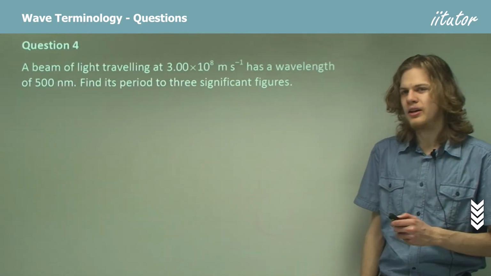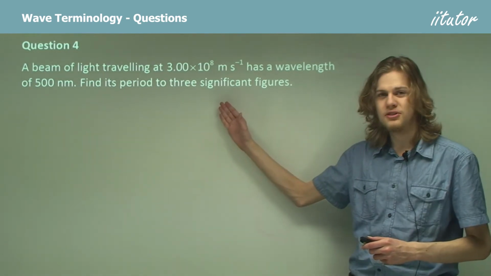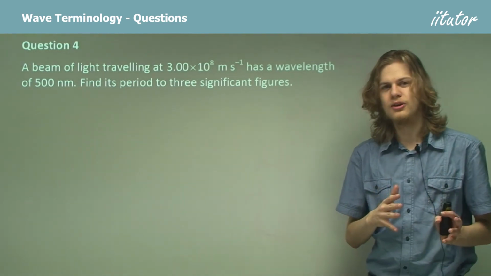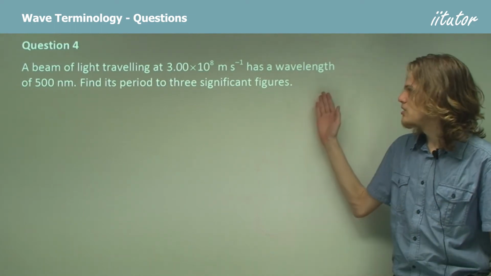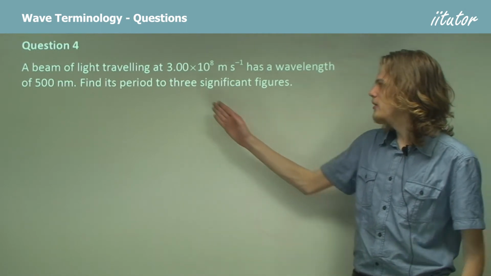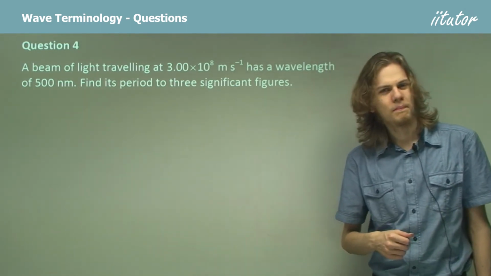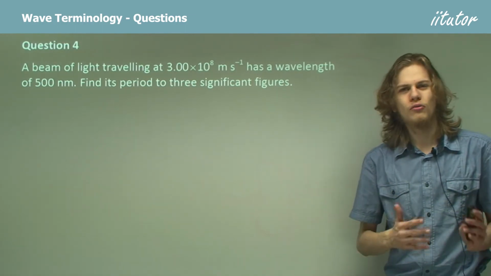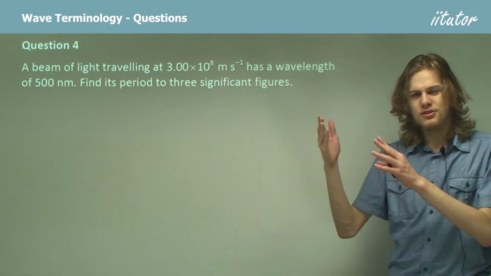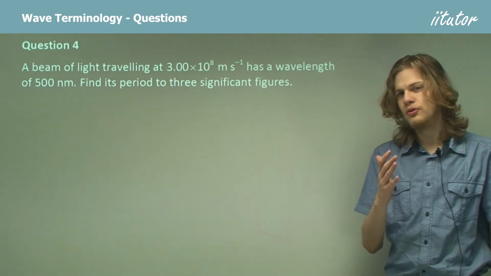Question 4. A beam of light traveling at 3 times 10 to the 8 meters per second, very fast speed, 300 million meters per second, has a wavelength of 500 nanometers, very small wavelength. Find its period to 3 significant figures. Now how do we go about doing this? Remember that the velocity of a wave is given by distance over time, wavelength over period. So the period is what we're trying to find.